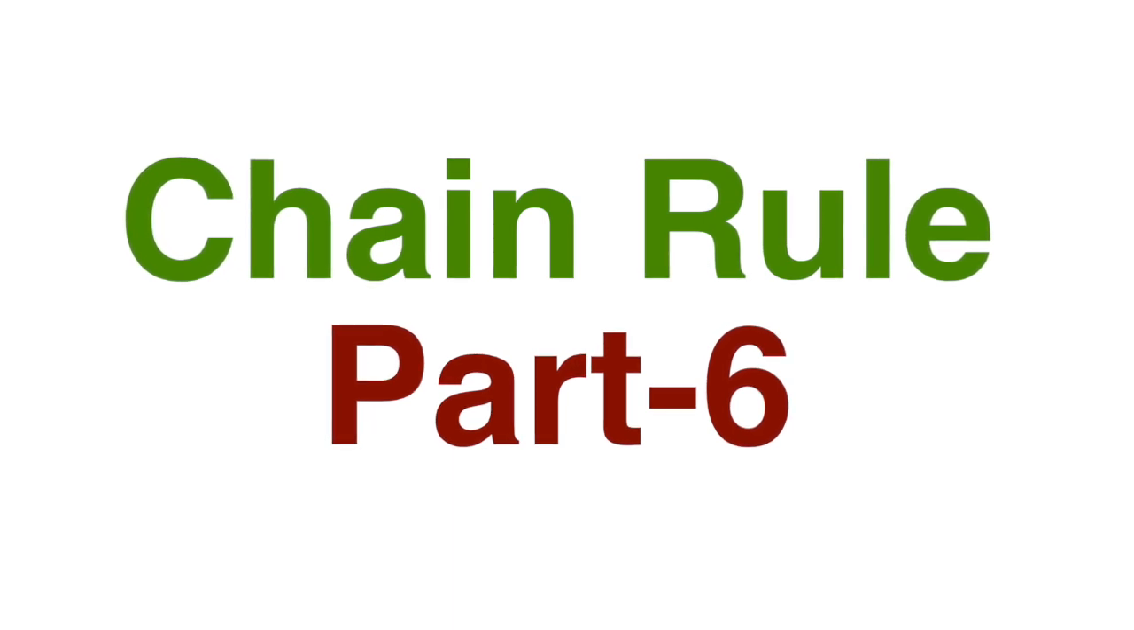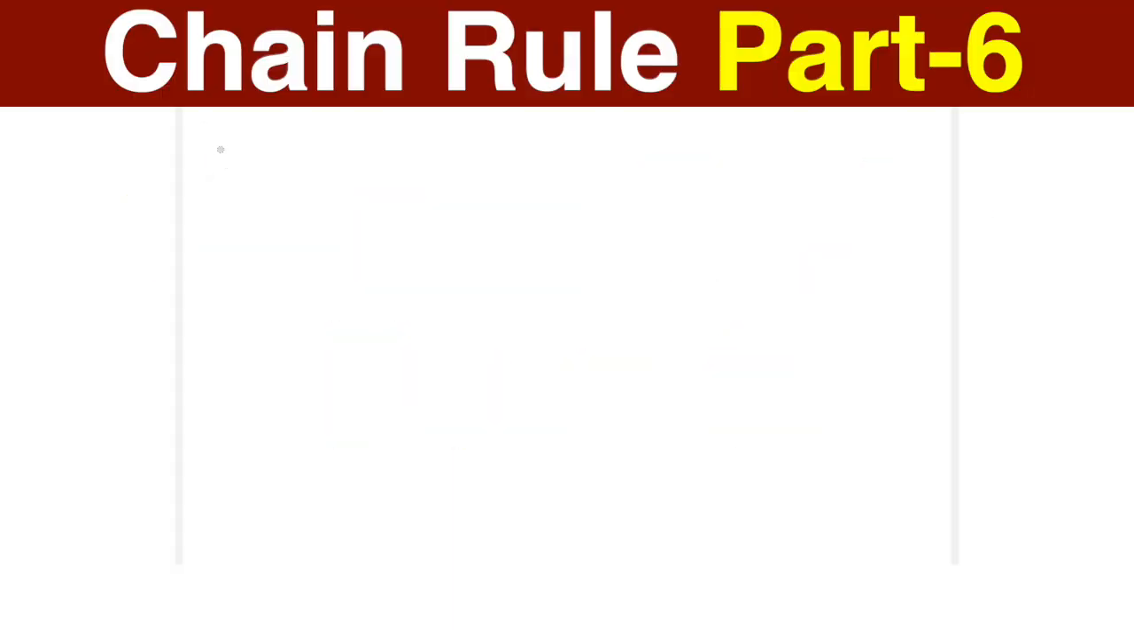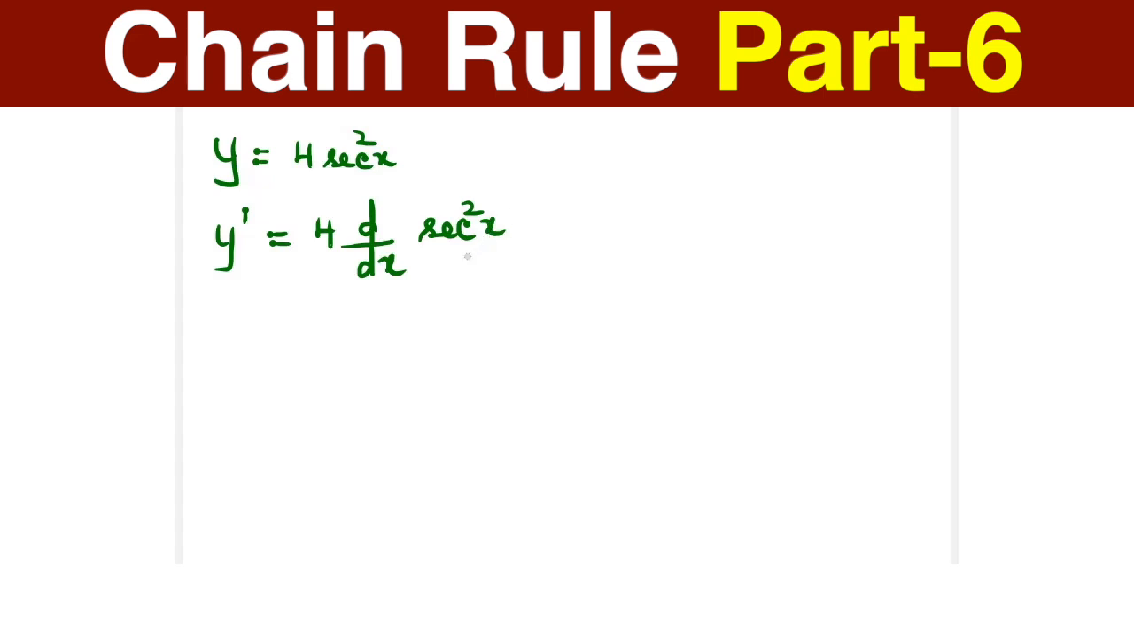variable explicitly. Let us take the input function as y is equal to 4 secant squared x. So in order to differentiate y, we know 4 is going to be outside the differentiation. So it is 4 into d by dx of secant squared x. We know that a power like secant squared cannot be directly differentiated. So how do we usually do a chain rule?